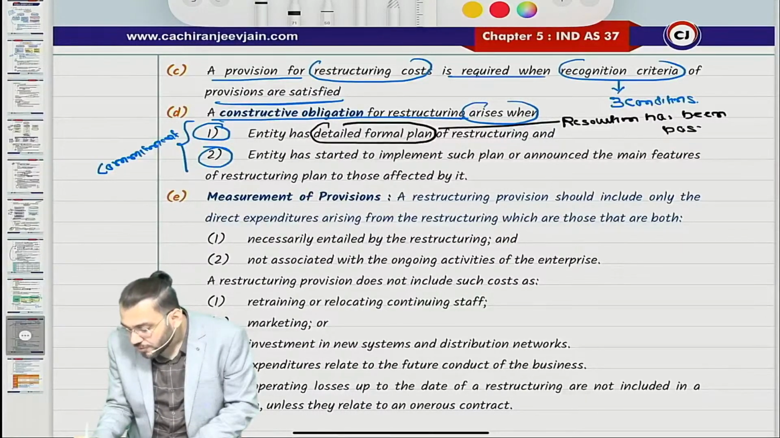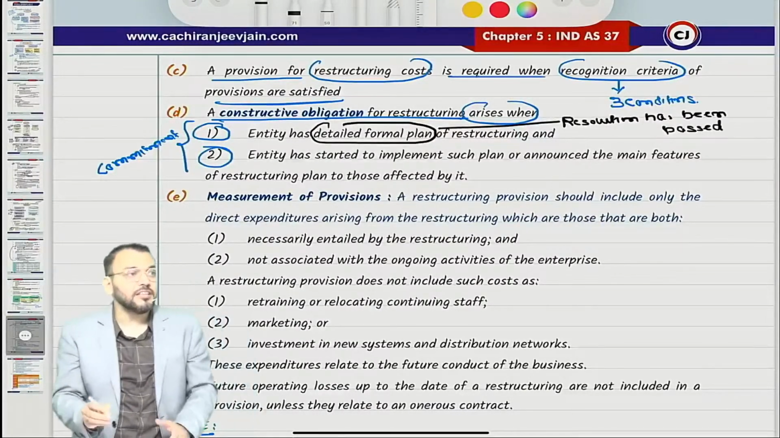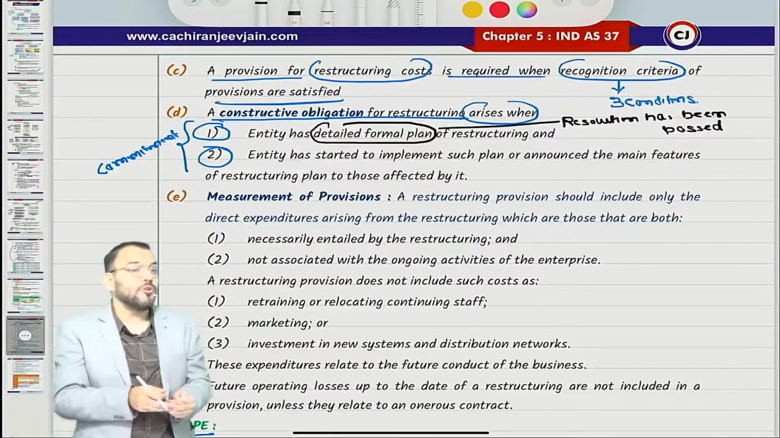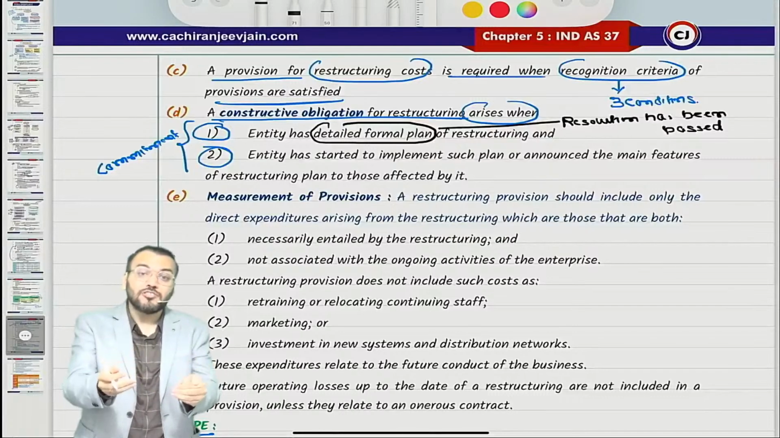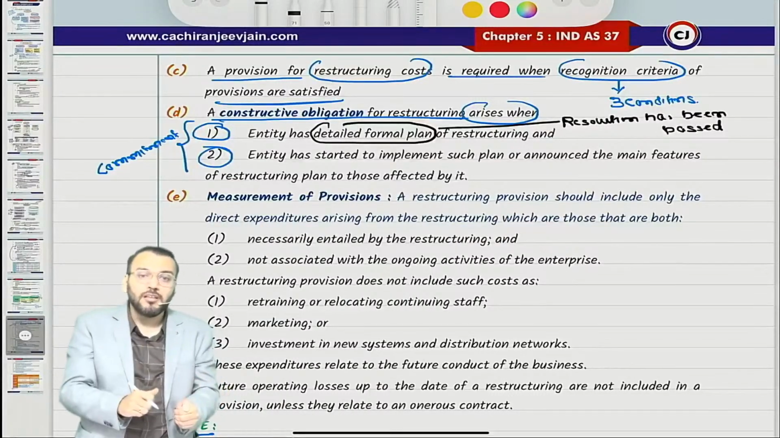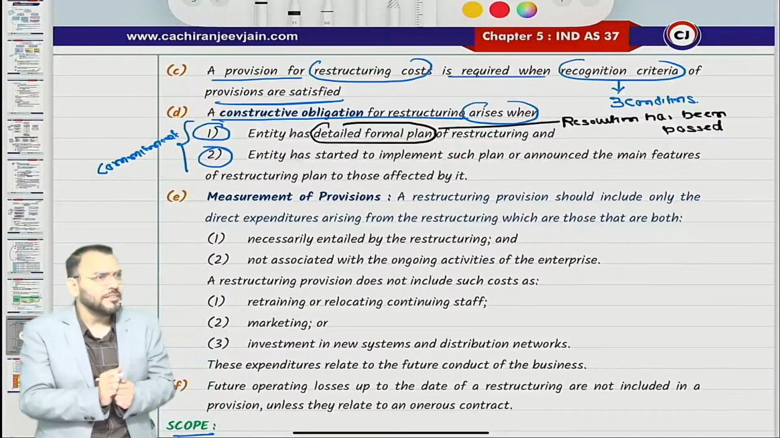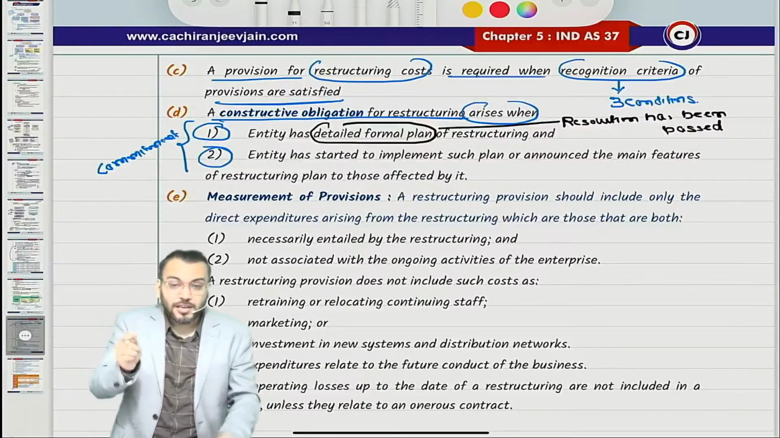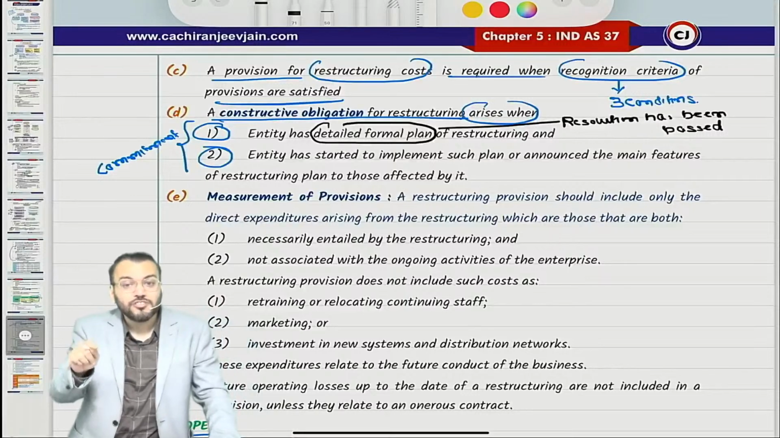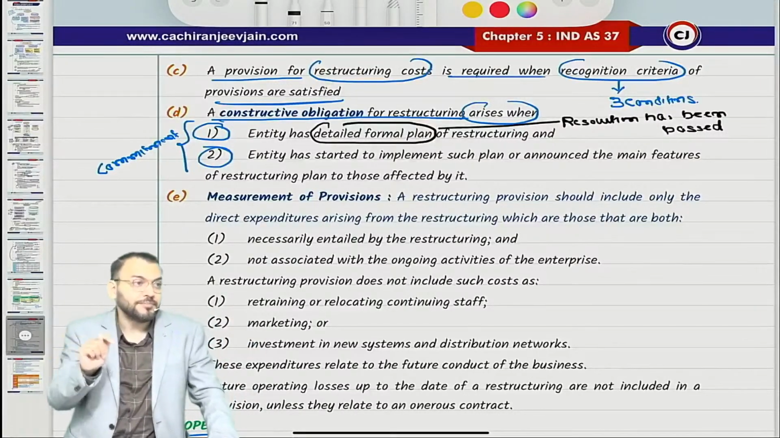Have you understood? If you have decided, but until a resolution has been passed in the board of directors meeting, or approval of shareholders is required and shareholders have not yet given approval, it means there is no commitment. A mere decision will not be a commitment. So a detailed formal plan of restructuring has to be made.